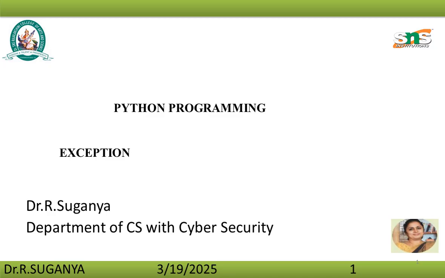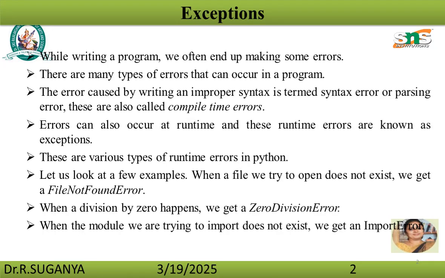Today we are going to see about exception handling in Python programming. Exceptions. While writing a program, we often end up making some errors. There are many types of errors that can occur in a program. The error caused by writing an improper syntax is termed syntax error or parsing error. These are also called compile time errors. Errors can also occur at runtime, and these runtime errors are known as exceptions.